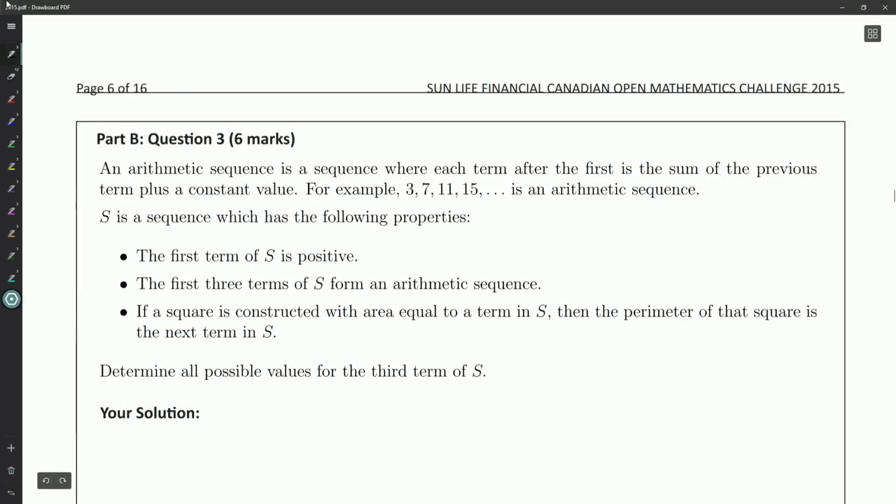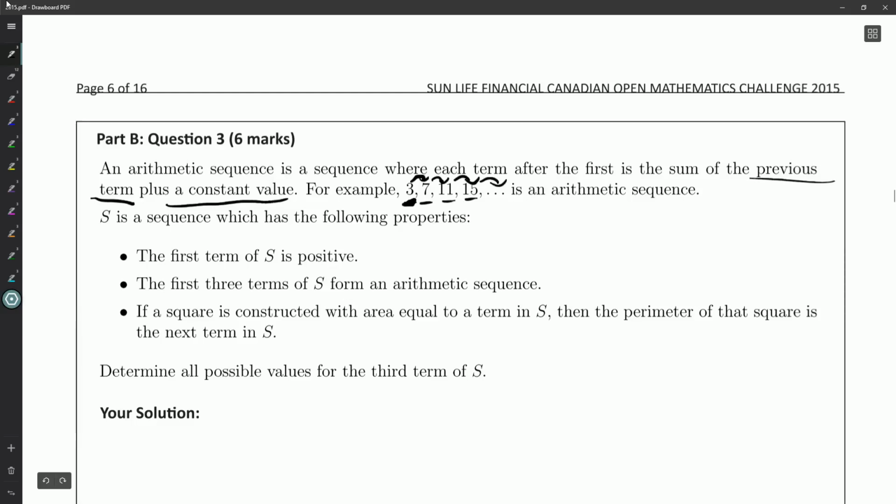An arithmetic sequence is a sequence where each term after the first is the sum of the previous term plus a constant value. This is sometimes called the common difference, often denoted D. For example, 3, 7, 11, 15, and so on is an arithmetic sequence. We start with 3, and then to get the next term we add 4, and then add 4, add 4, and so on.